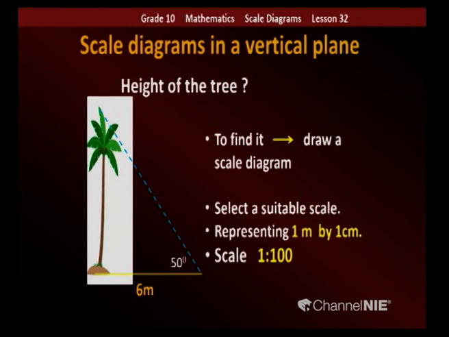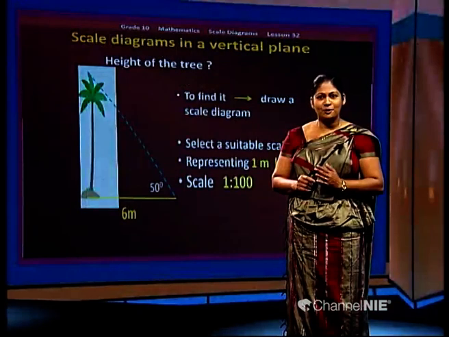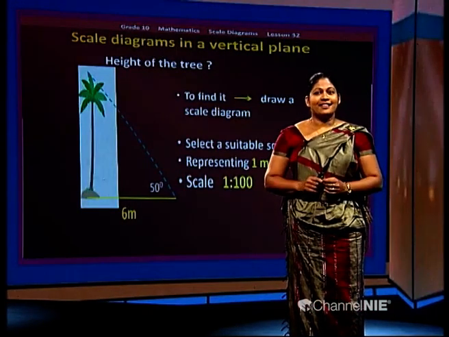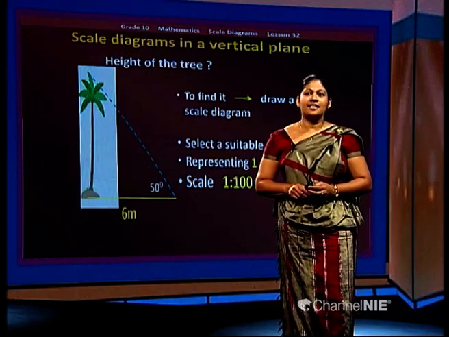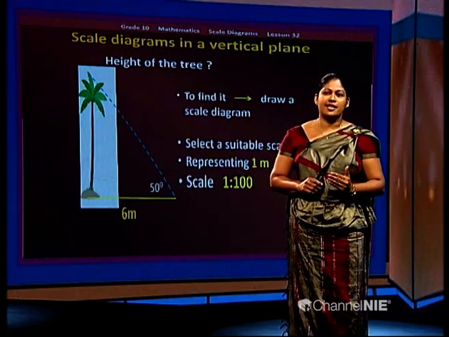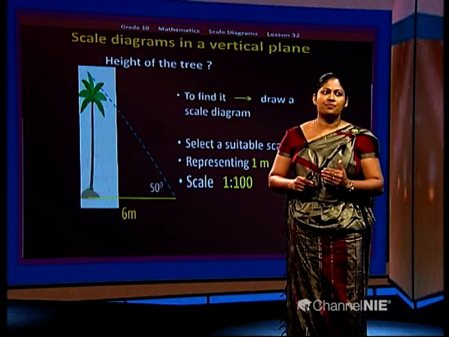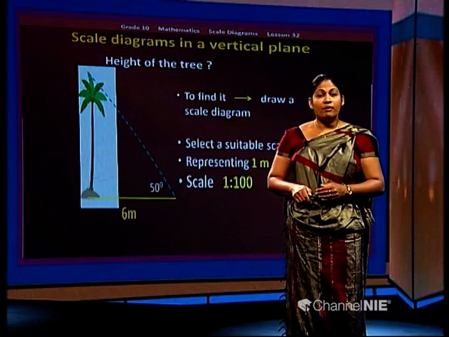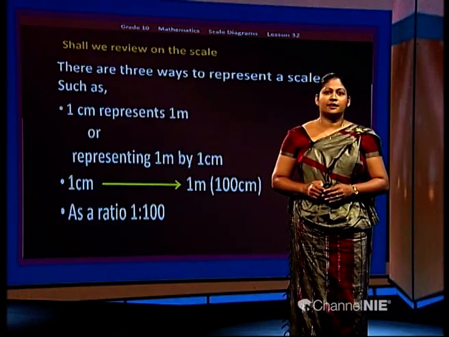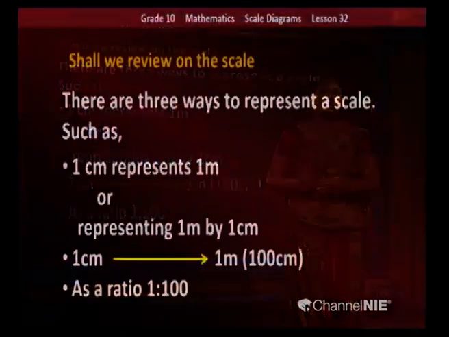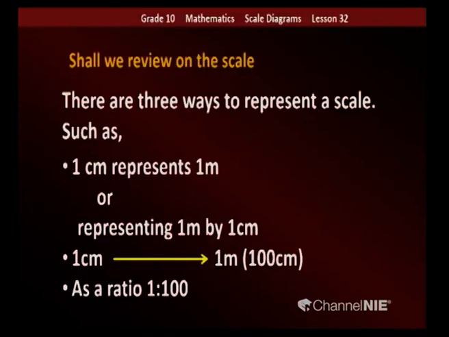Normally, we are writing the scale as a ratio. You know that one. I know you learned them in grade 9. See, 1 meter means 100 centimeters, the same unit. So, I have written 1 to 100. 1 to 100. Okay. Shall we review some more on the scale?